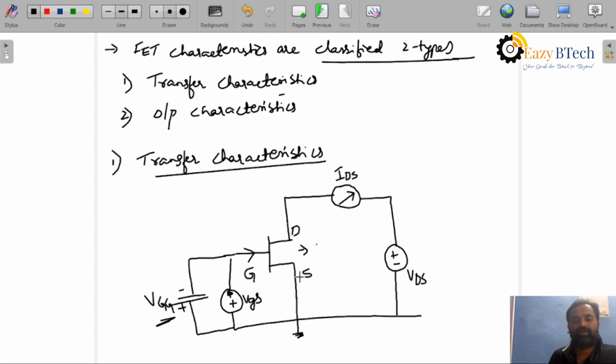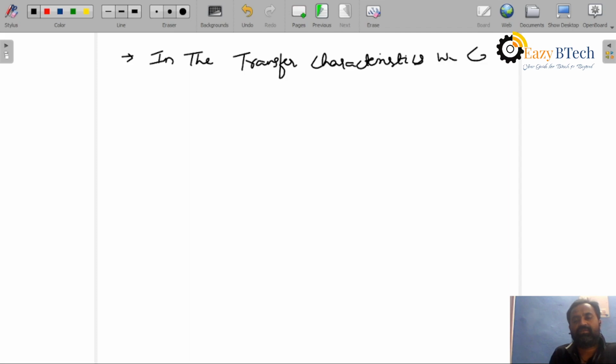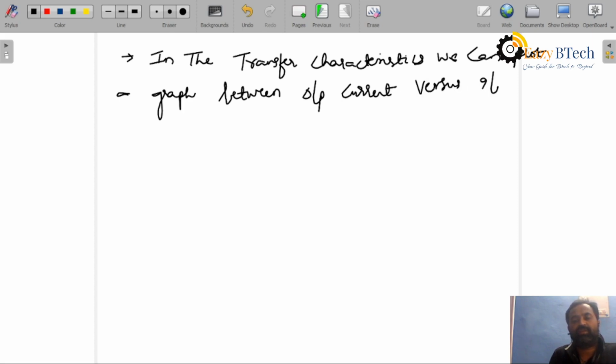This is an n-channel JFET. Now you can see this is the basic circuit. In the transfer characteristics, we can plot a graph between output current versus input voltage. Remember the circuit.